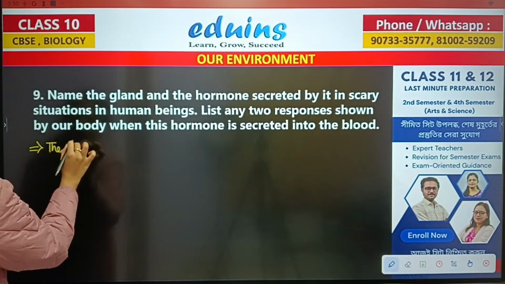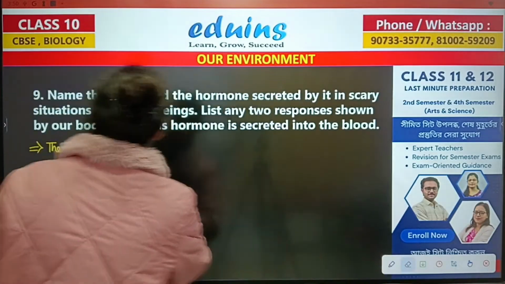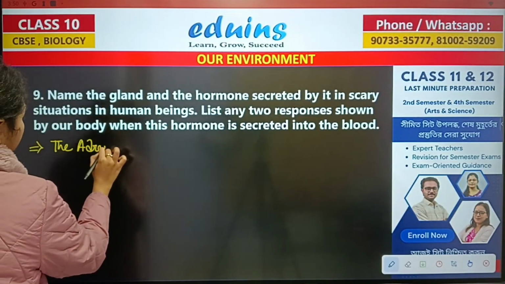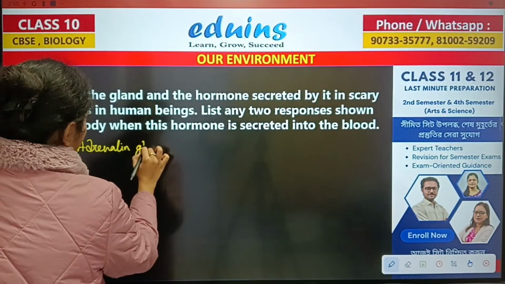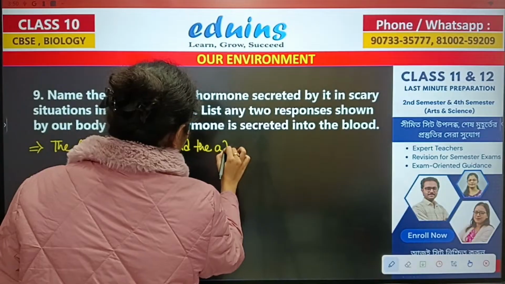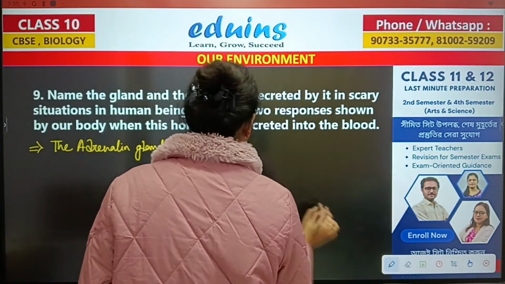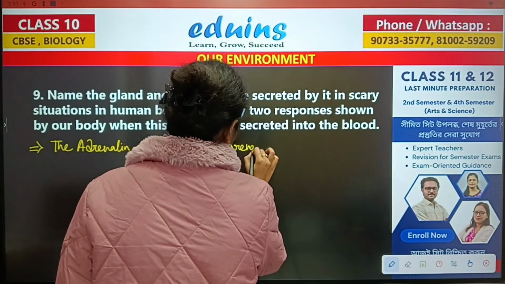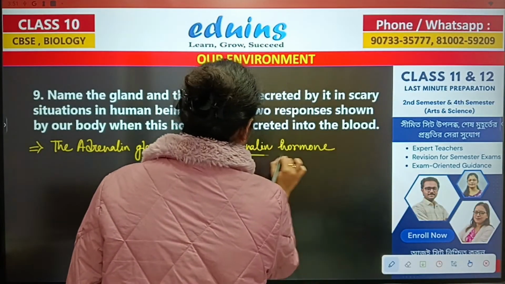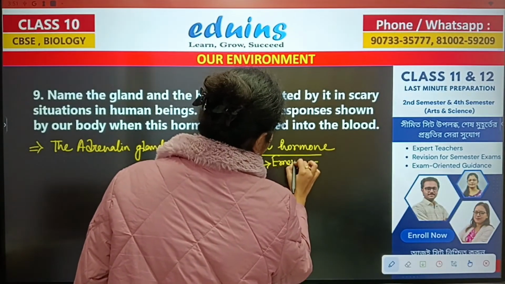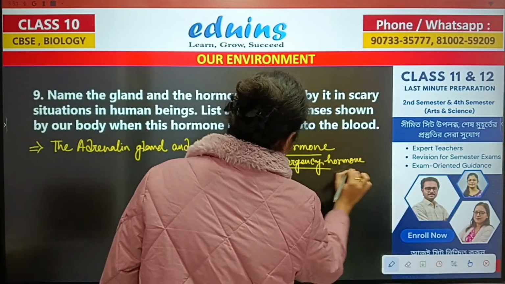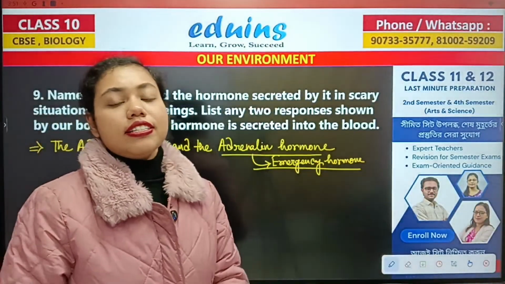The adrenal gland and the adrenaline hormone. Adrenaline hormone is also called the emergency hormone, because it secretes in an emergency situation. It always secretes in an emergency situation.